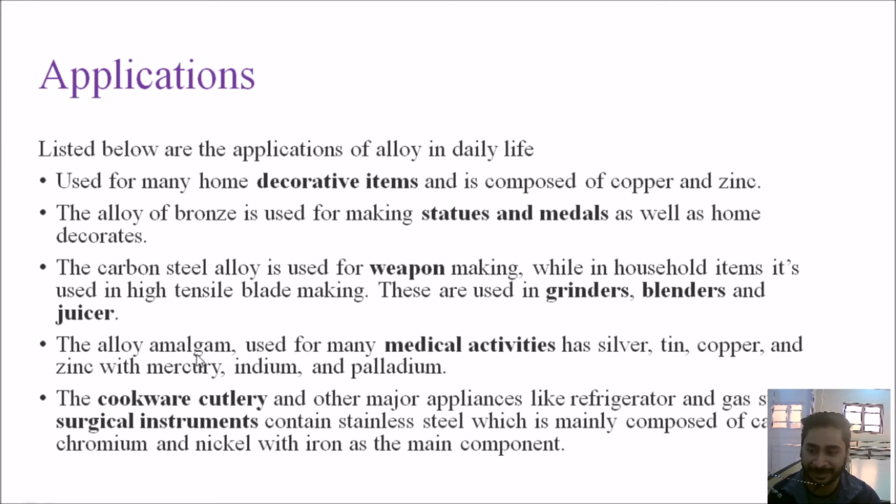Amalgam is a type of alloy. It is used for making medical instruments. Okay, and why do we make medical instruments with the help of them? Because we need to keep them rust free. If they react with oxygen, that is going to be harmful for the patients, and of course we don't want that. So we make medical instruments with the help of alloys. And the last and the most important, we make surgical instruments and cookware and cutlery.